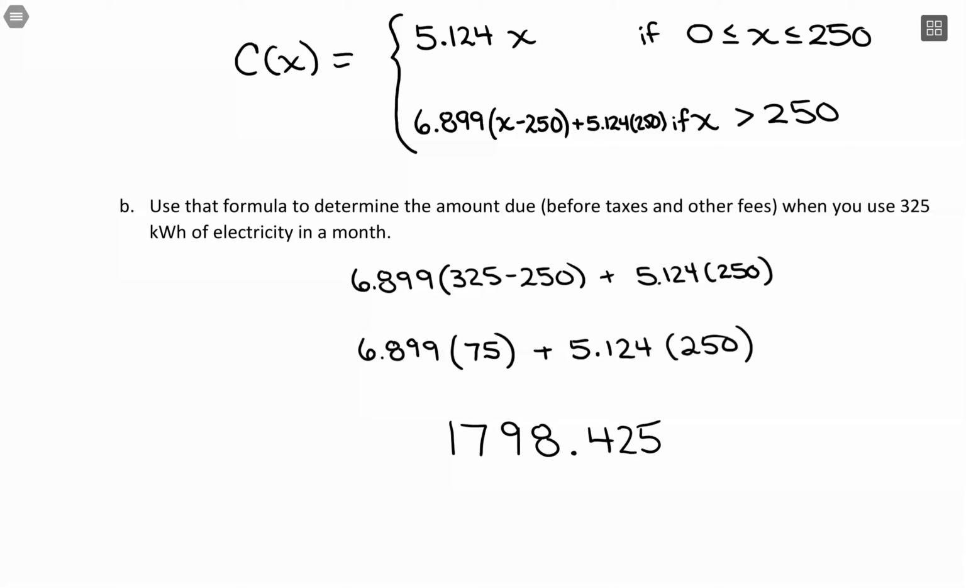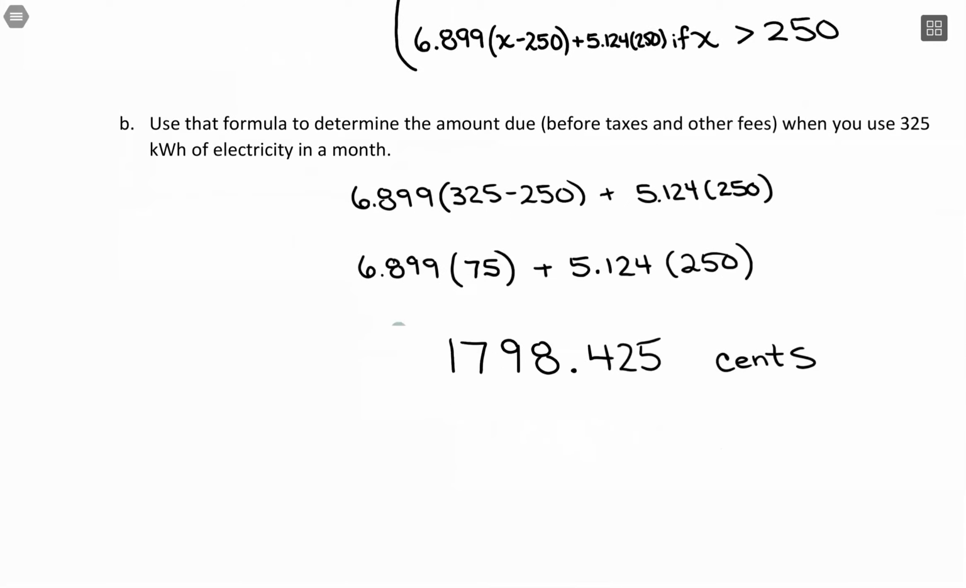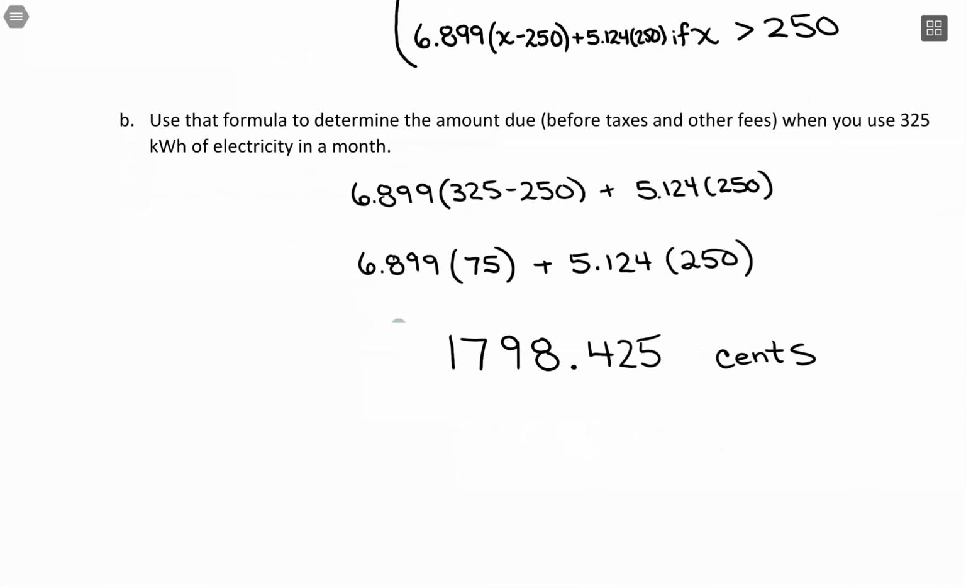Now, keep in mind, it might be enticing to put a dollar sign there because that's usually what we work with when we're working with money. However, remember this is in cents. So it's not dollars, it's cents. That would be a very large energy bill. So if you wanted it in dollars, what we could do is divide that by 100. So really this is $17.98 if you wanted to use that format. So that's how we could think about our piecewise function in the form of a word problem.